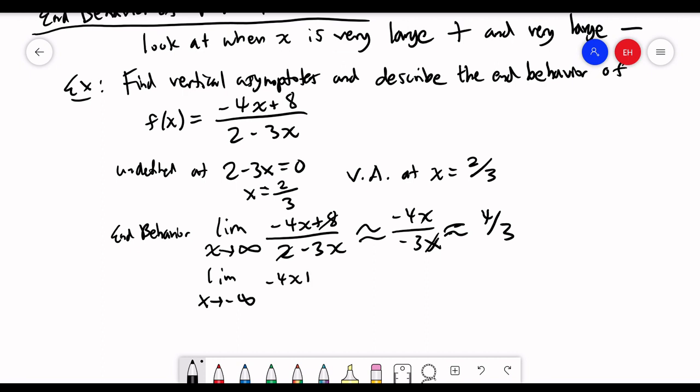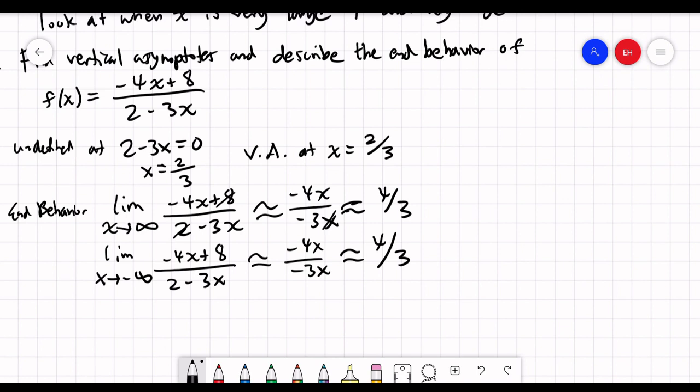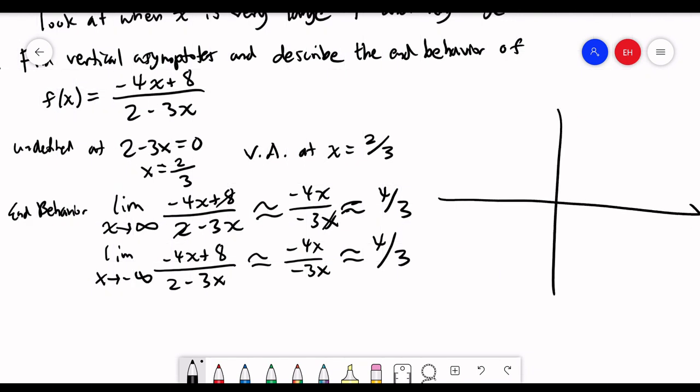So what this is saying is that when x is really, really big, the graph is going to approach 4/3. And the same thing from negative infinity. Again, negative infinity doesn't care about plus 8 and plus 2, so those can be crossed out, and you get minus 4x over minus 3x, and it cancels to 4/3. So the graph is going to approach 4/3 from both ends, by which I mean towards positive infinity on the x and negative infinity. So that's going to be a horizontal asymptote, as you may have heard before.